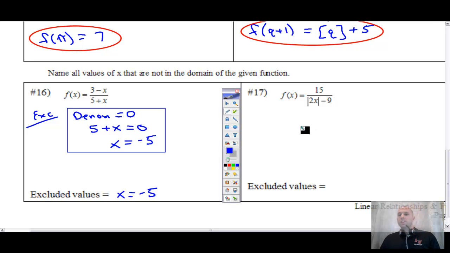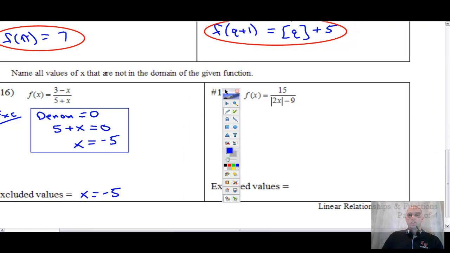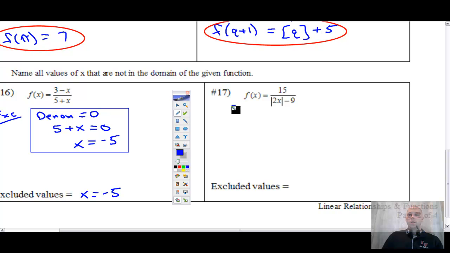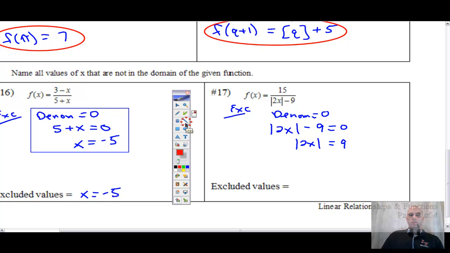Number 17, similar to number 16 here, we have a fraction. Find excluded values. Take your denominator, set it equal to 0. Denominator is the absolute value of 2x minus 9. When solving an absolute value, you get the absolute value by itself. Once that's done, you make 2 separate equations. If it's an equal sign, which this is an equal sign, then it's an or problem.